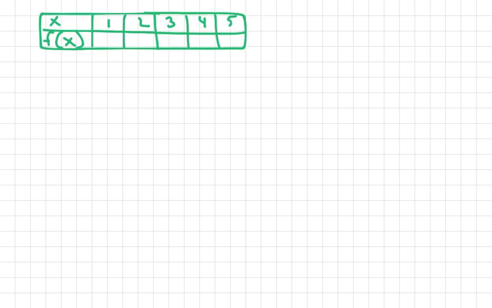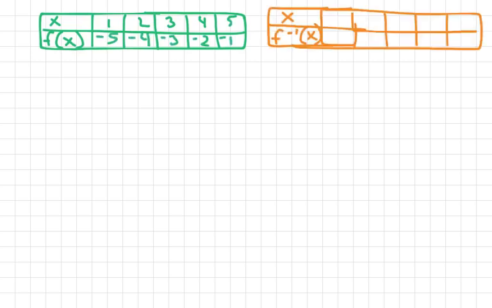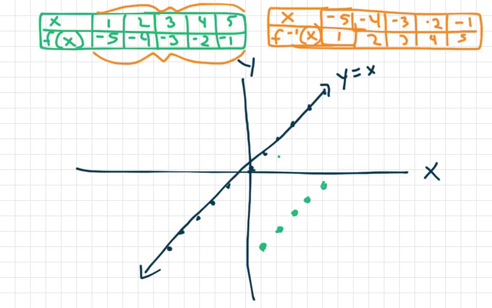Alright, so if this is my f of x, then f inverse of x, remember, I'm going to take my y values and put them in my x list: negative 5, negative 4, negative 3, negative 2, negative 1. Then I'm going to take my x values and put them in my y list: 1, 2, 3, 4, 5.